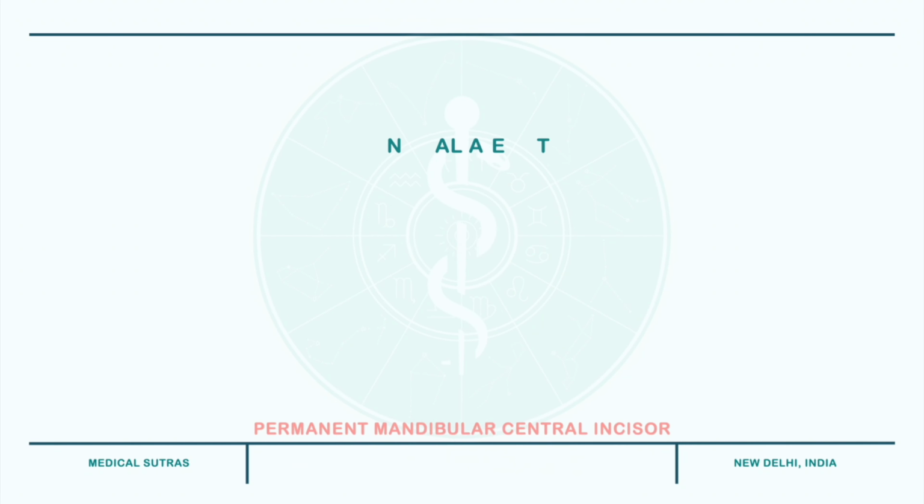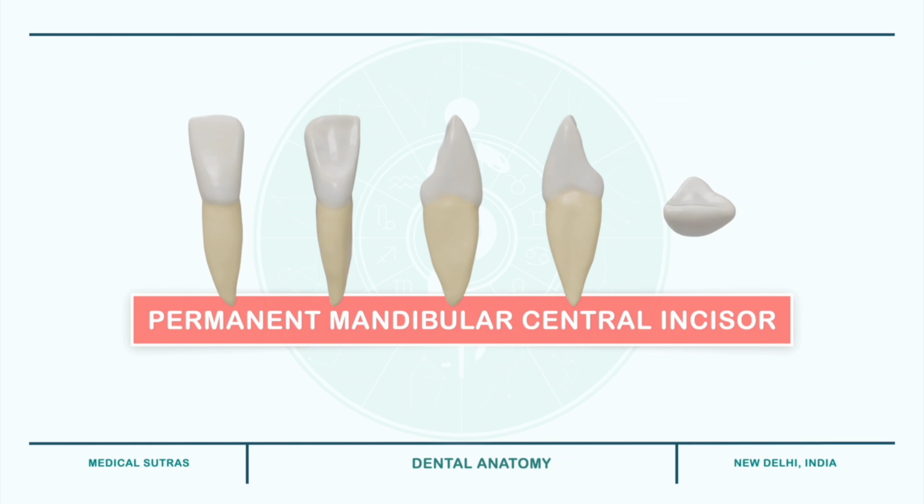So, that was all about the permanent mandibular central incisor, the smallest and the first permanent tooth to erupt in the oral cavity. In the next video, we will talk about the permanent maxillary incisor.